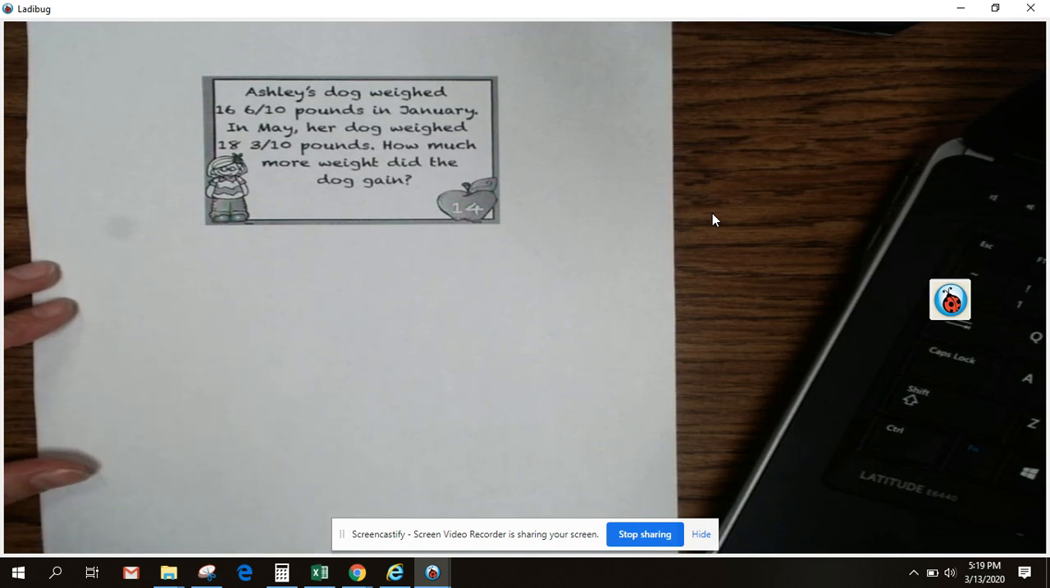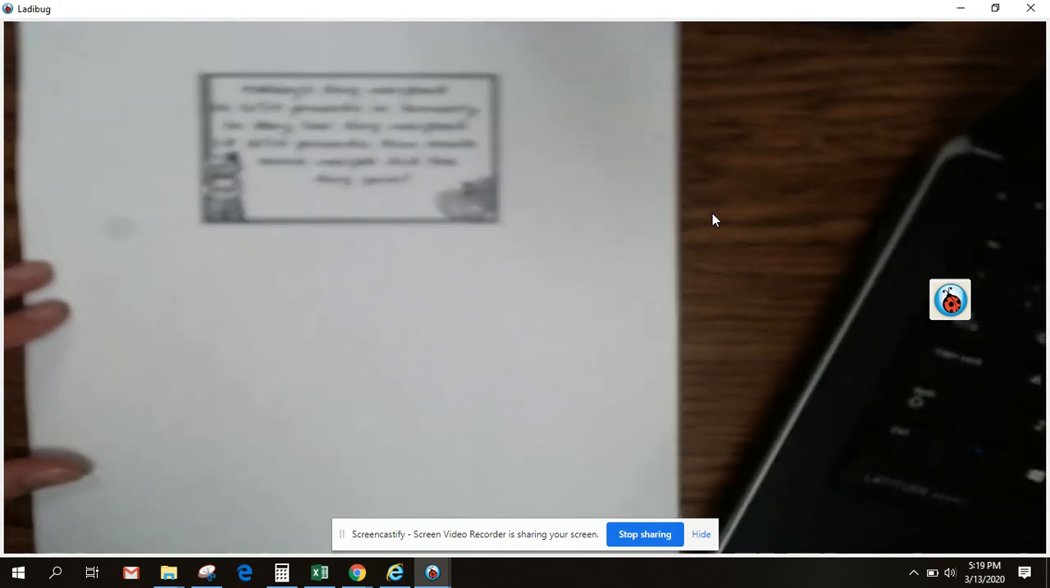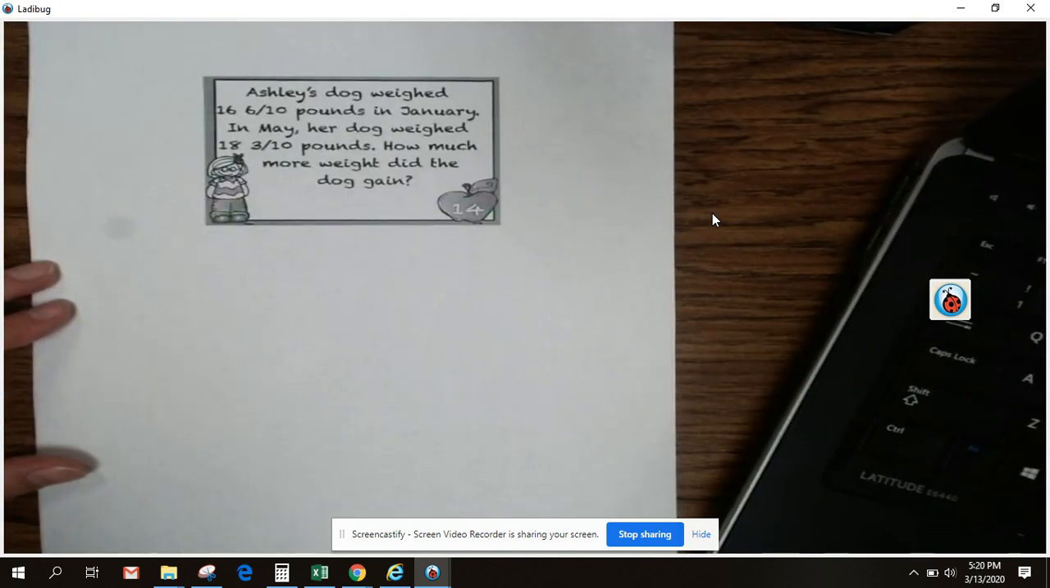So we did adding mixed fractions. Now we're going to do subtracting mixed fractions. Here, Ashley's dog weighed 16 6/10 pounds in January. In May, her dog weighed 18 3/10 pounds. How much more weight did the dog gain?